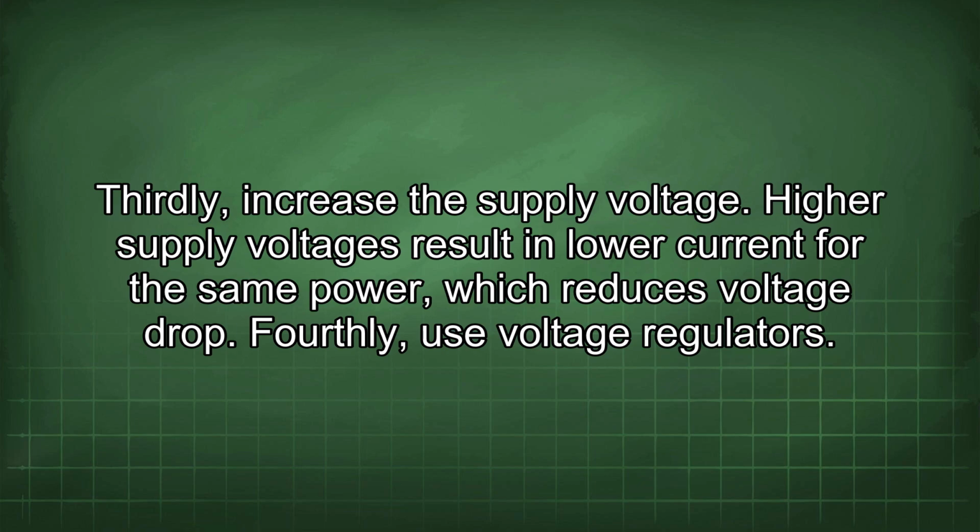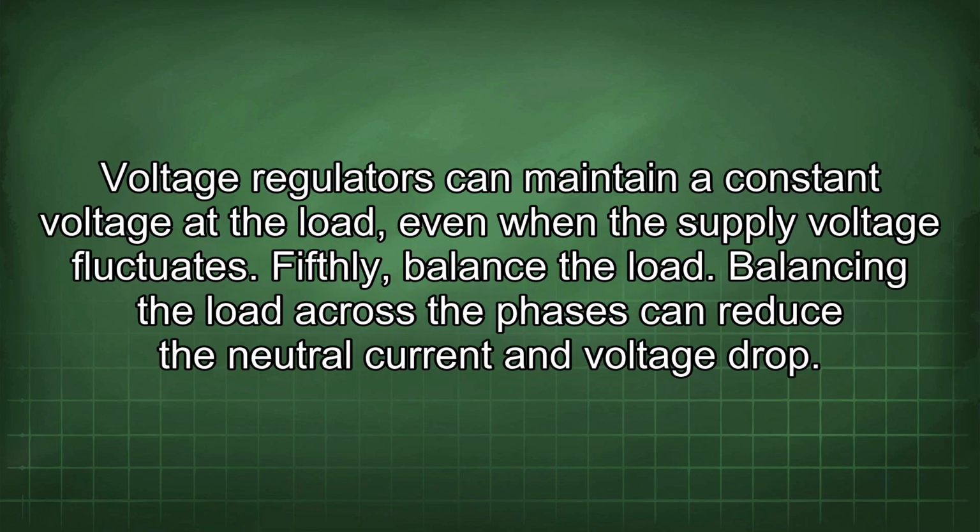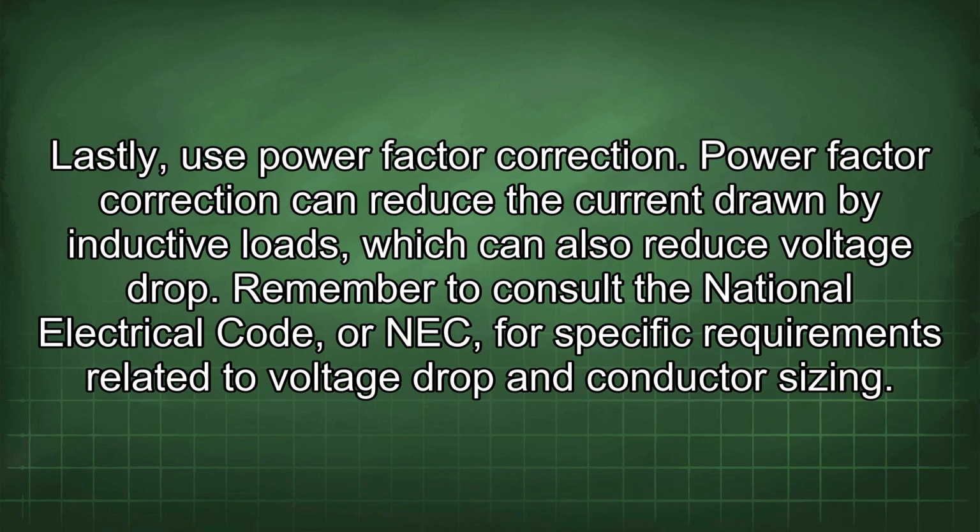Fourthly, use voltage regulators. Voltage regulators can maintain a constant voltage at the load, even when the supply voltage fluctuates. Fifthly, balance the load. Balancing the load across the phases can reduce the neutral current and voltage drop. Lastly, use power factor correction. Power factor correction can reduce the current drawn by inductive loads, which can also reduce voltage drop.